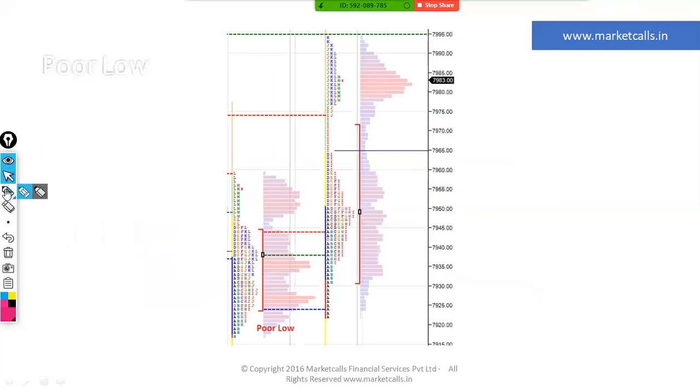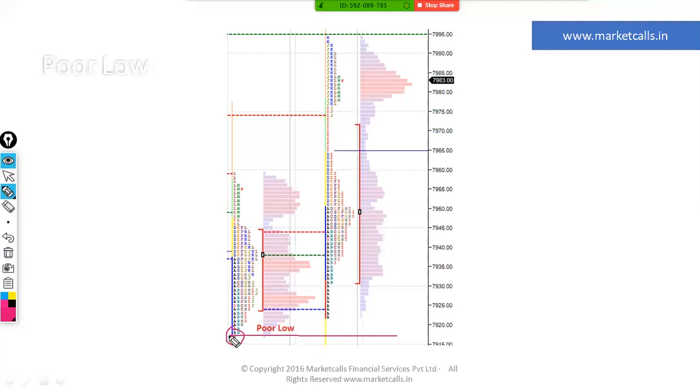One another example here. It's an AB poor low. AB poor lows are very much interesting because the poor lows are formed at the initial balance itself. If the poor low is formed at the initial balance itself and it is not cleared for the day, then the odds of coming and clearing faster are very, very high.